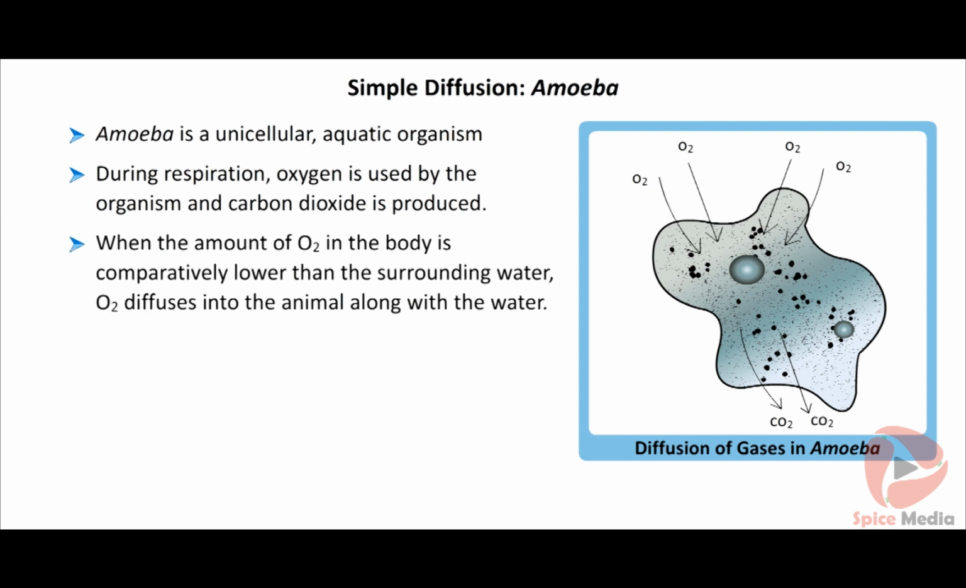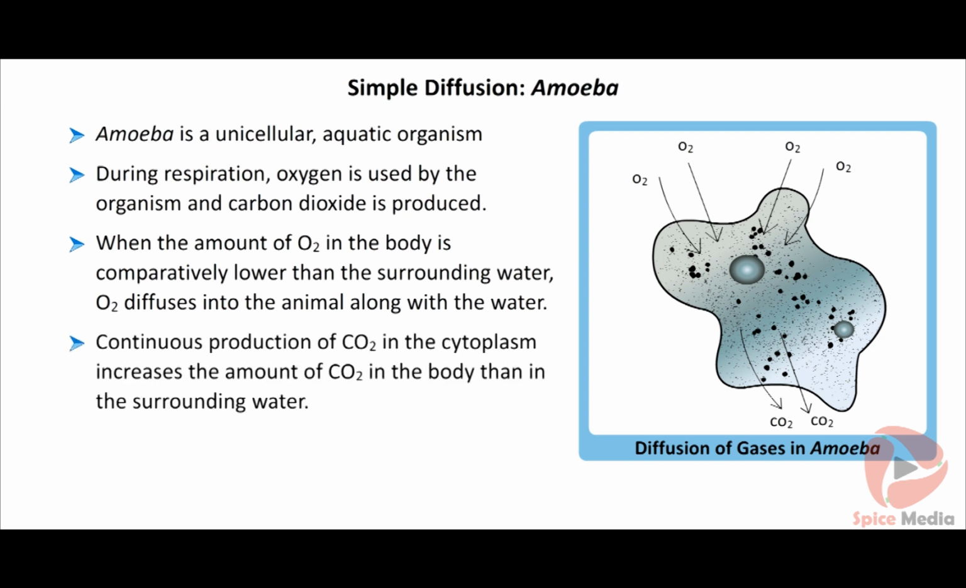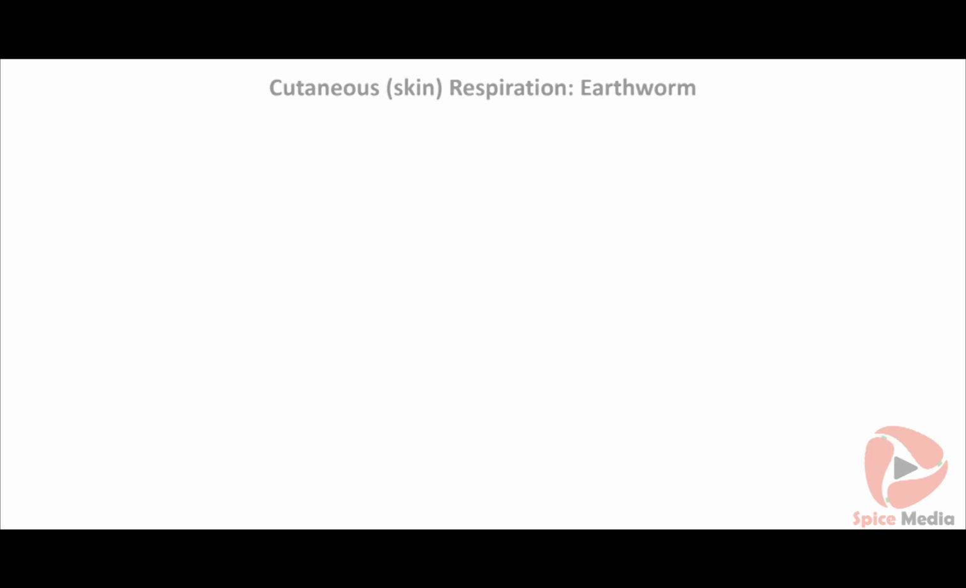When the amount of oxygen in the body is comparatively lower than the surrounding water, oxygen diffuses into the animal along with the water. Continuous production of carbon dioxide in the cytoplasm increases the amount of carbon dioxide in the body than in the surrounding water. As a result, carbon dioxide diffuses from the body into the surrounding water. Thus, gaseous exchange occurs in amoeba through simple diffusion of gases.